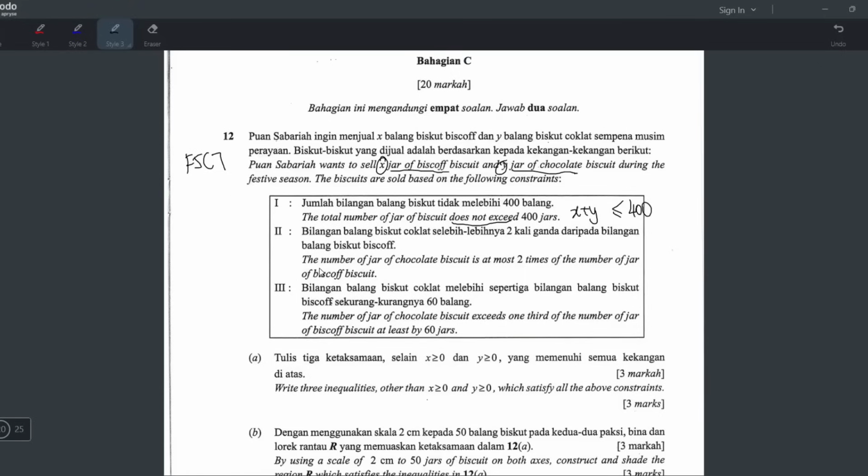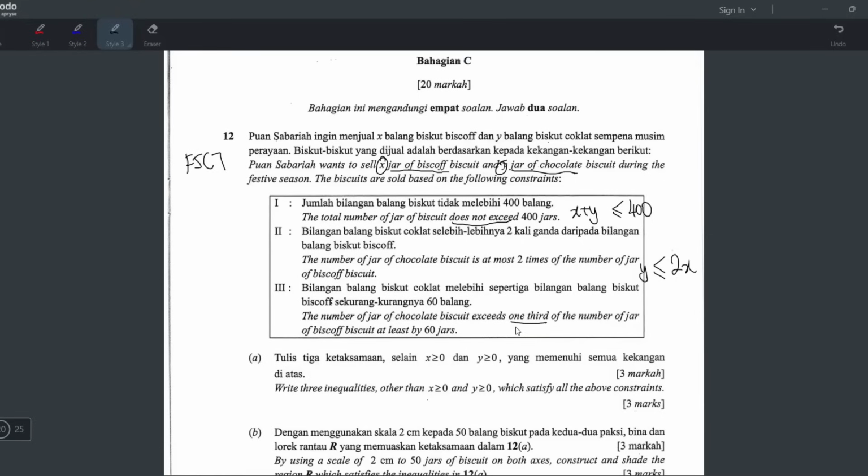Second one, number of jar of chocolate biscuit is at most 2 times of the number of jar of Biscoff. Okay, number of jar of chocolate, it's Y, right? So it's Y, and then at most is smaller or equals, and then 2 times Biscoff, so 2 times X. Okay, last one. Number of jar of chocolate biscuits exceeds 1/3 of the number of jar of Biscoff at least by 60 jars.